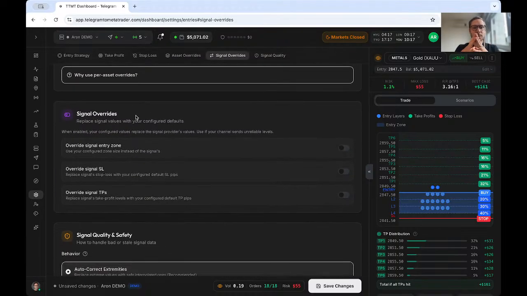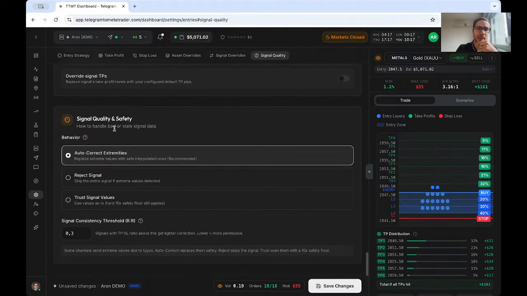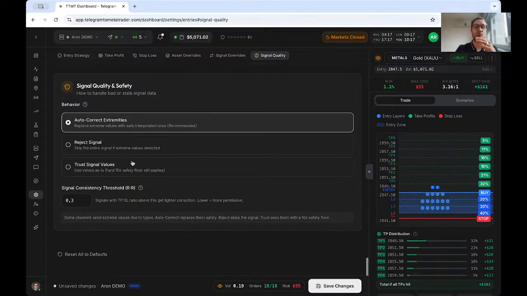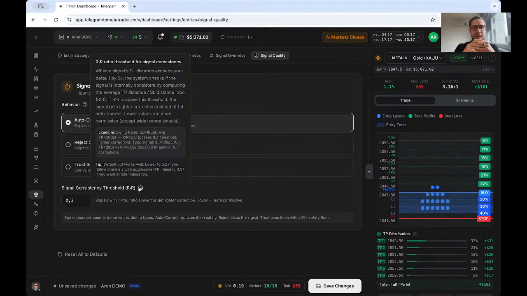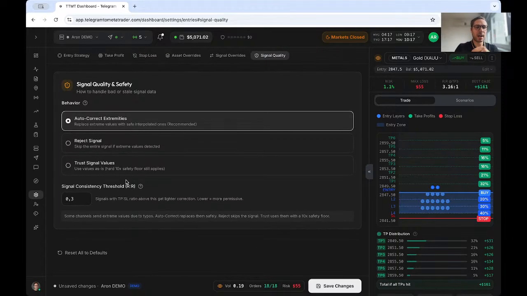Here you can select how to override the signal values, so you can have your own entry zone, your own stop loss, your own take profit. And then again, signal quality and safety tells the system that if there are some extremities within the signal or some weird typos, then the system tries to correct these extremities, or it can simply reject the signal values, or you can also say, hey TTMT, I trust my signal vendor, trust the values. And how the system thinks that a value is an extremity, very simple. It's an RR threshold.